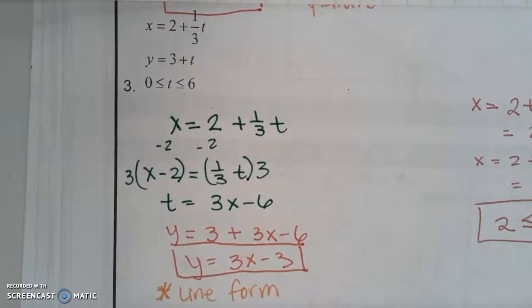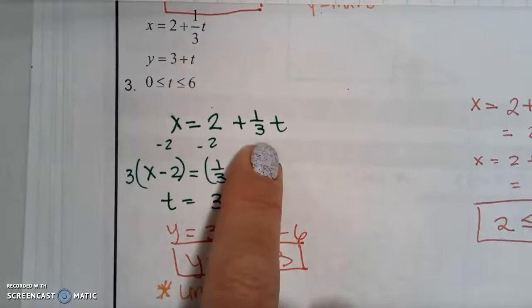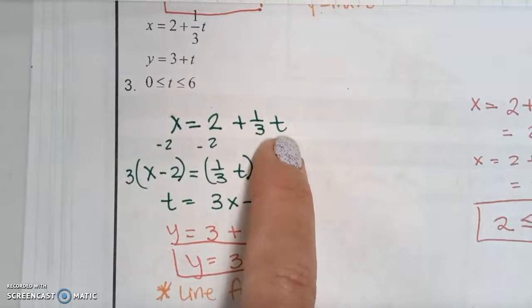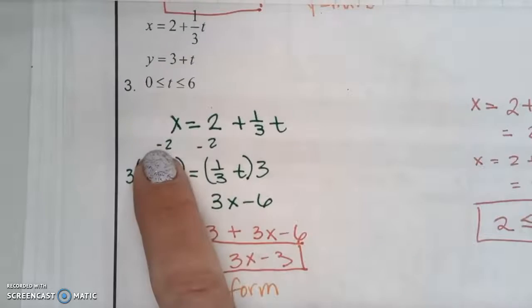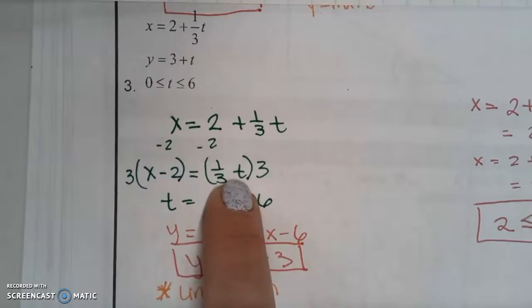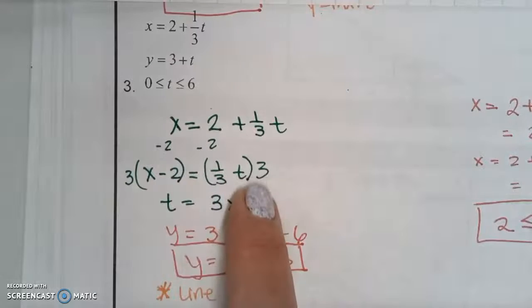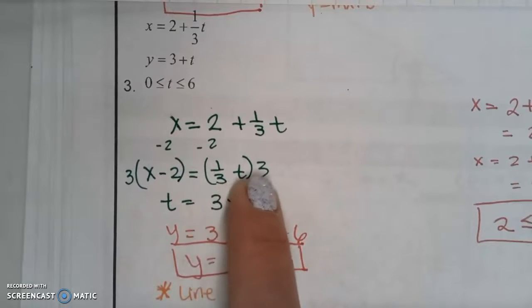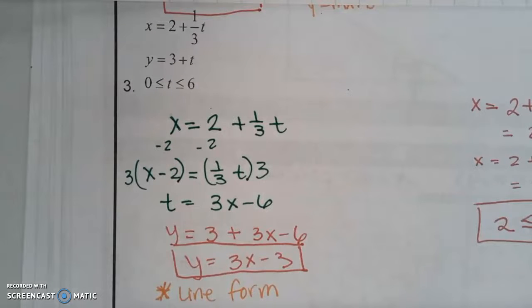All right, so the first step, we want to take our first equation, which is the x equals 2 plus 1/3 t, and we want to solve for t. Get t by itself. So that 2 that's being added, let's subtract it from both sides. Okay, that leaves us with 1/3 t and the x minus 2. And then the inverse operation of dividing by 3 is multiplying by 3. So we have to multiply both sides by 3.